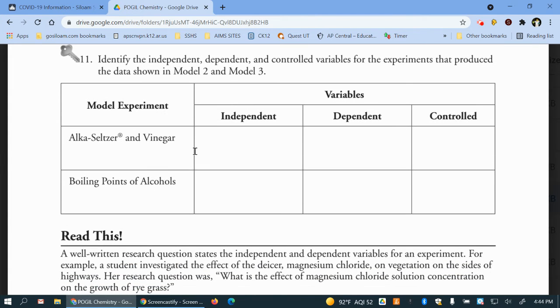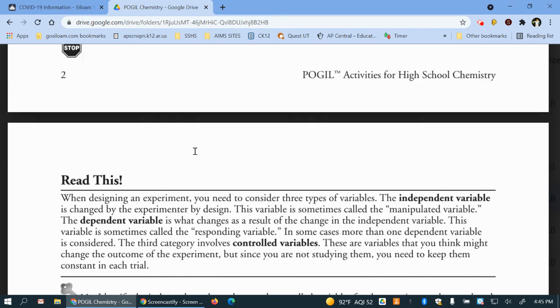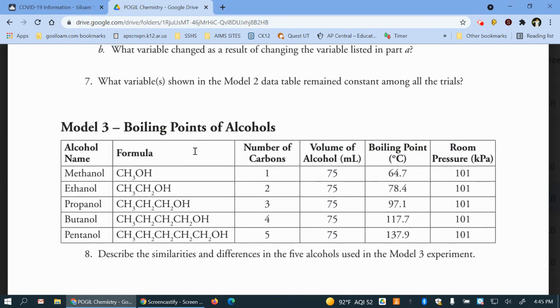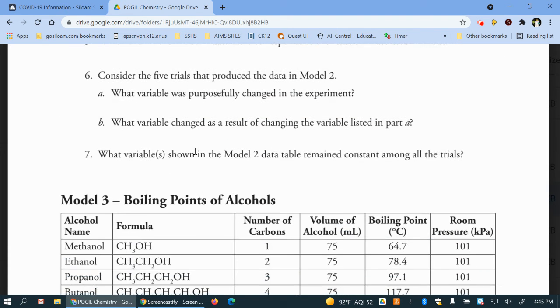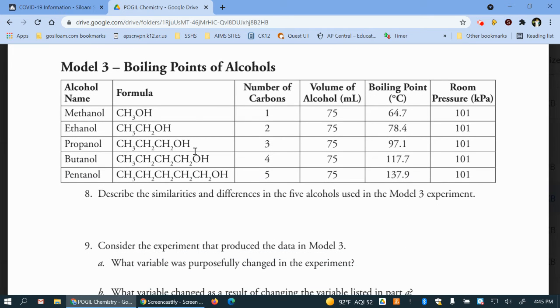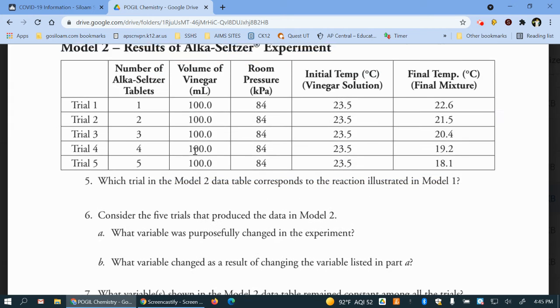Let's practice. Identify the independent, dependent, and controlled variables for the experiments that produced the data in Model 1 and 2. So you'll want to scroll back up and look at Model 2 to fill in the table, and Model 3 to fill in the table. So pause the video and record your results. How did you do?